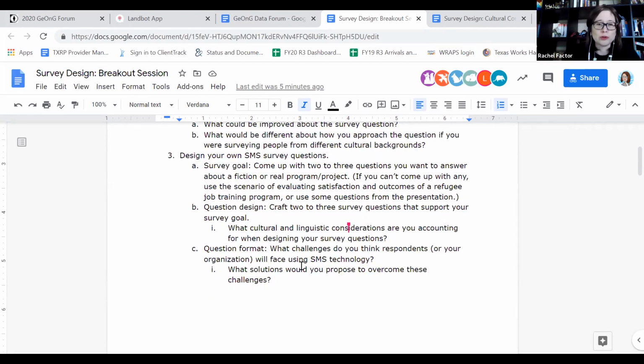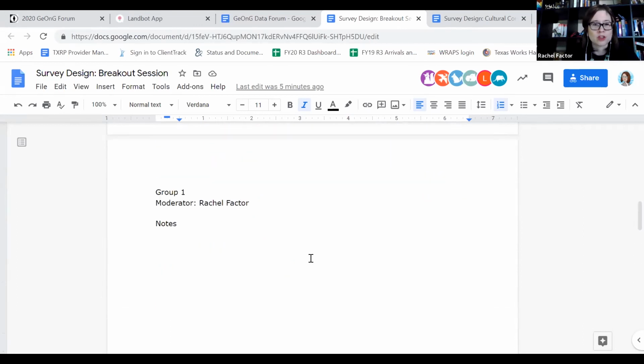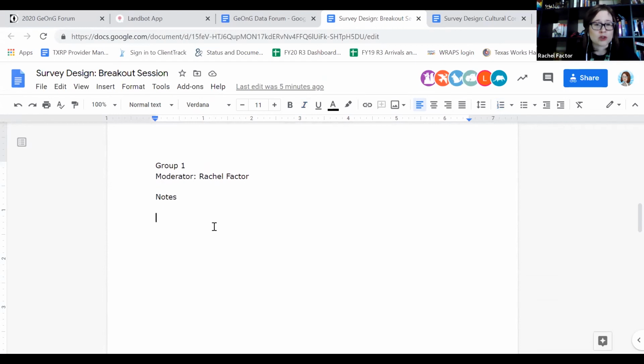So we do have room on the bottom. We did have the 2 groups, but now we just have the 1. So if you all want to discuss amongst yourselves, what do you think is a common question that maybe you can agree upon to ask? And then how would you ask it in an SMS context? And what are the considerations that you would take into account, either from your own experiences, or if you're new to surveying, what might you think about in that context?